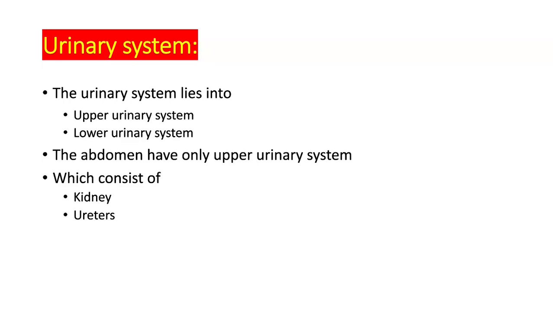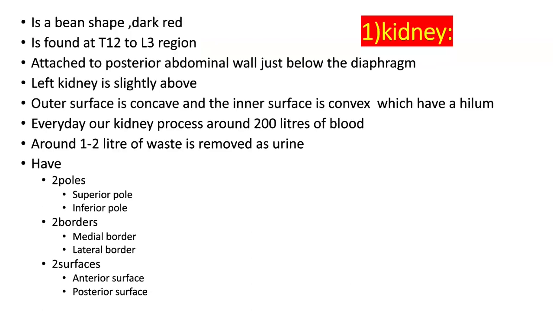So now we will discuss the urinary system. The urinary system lies in two parts, the upper urinary system and the lower urinary system. The abdomen has only the upper urinary system, and the lower urinary system will be discussed in the peritoneum, the pelvic cavity. The abdomen's upper urinary system consists of the kidneys and ureters.